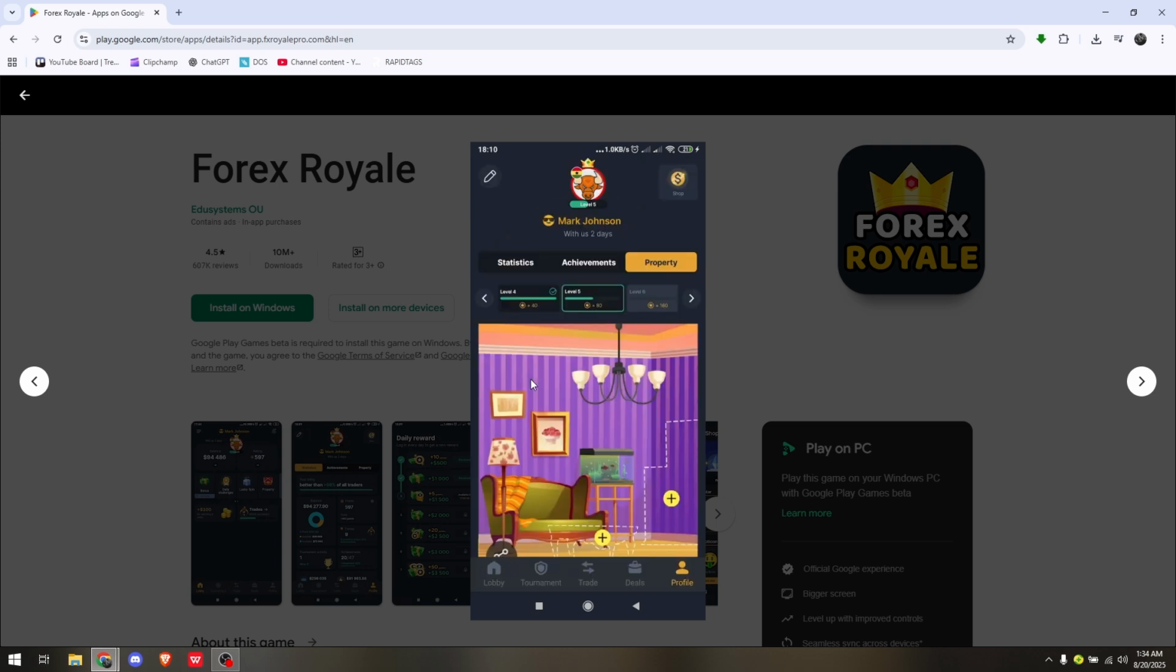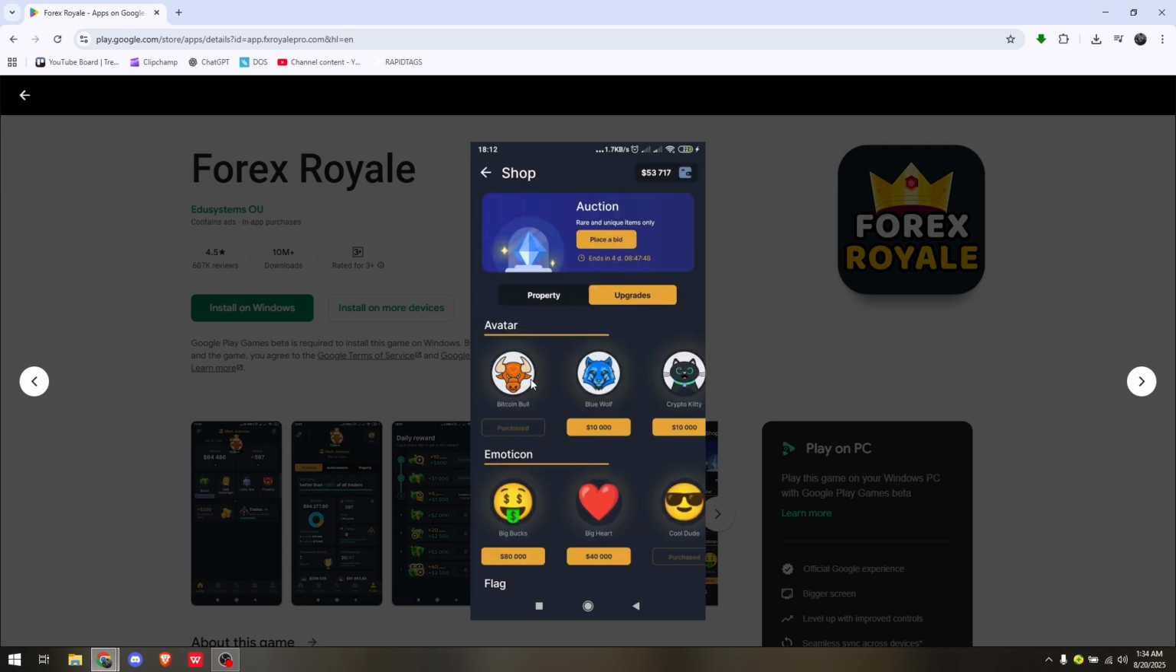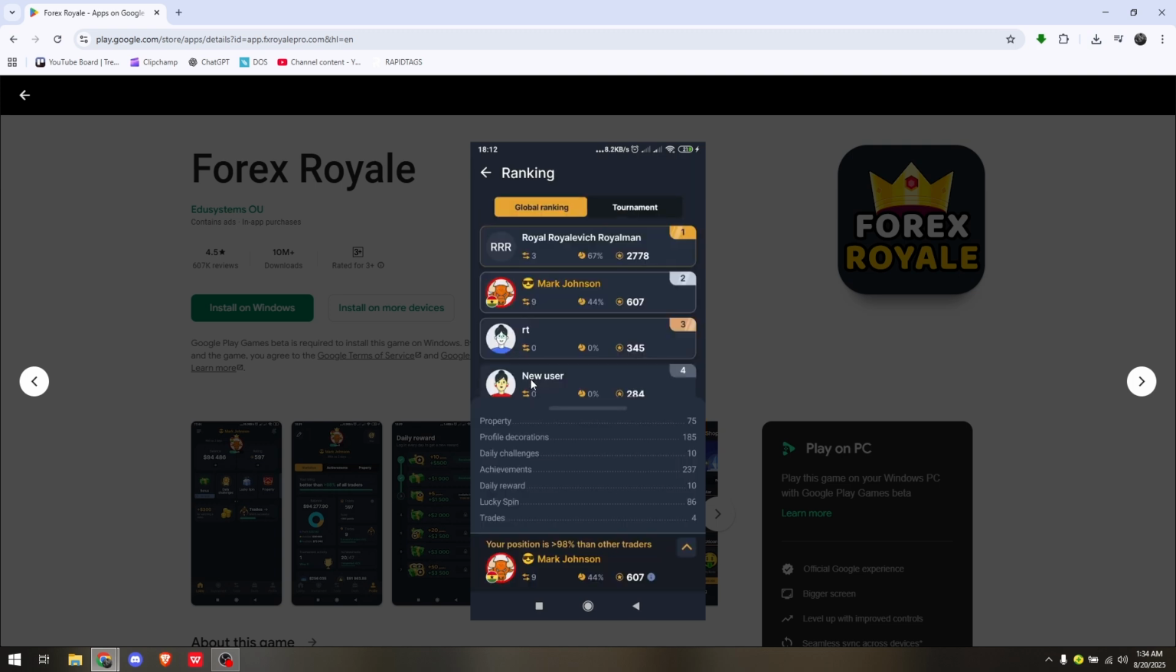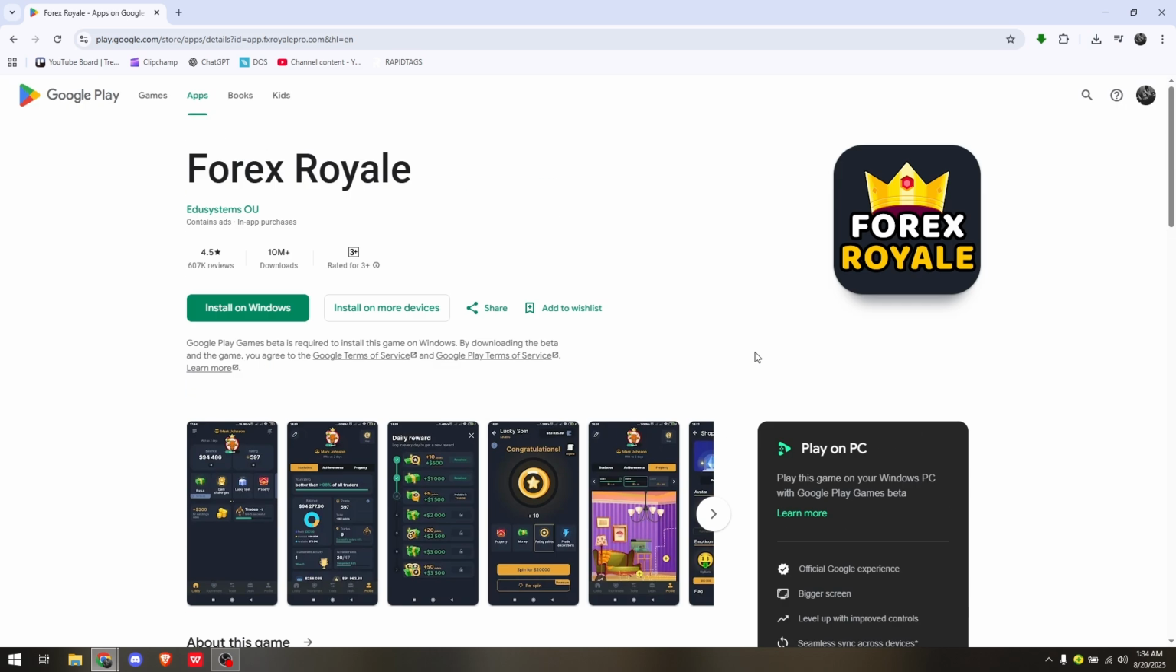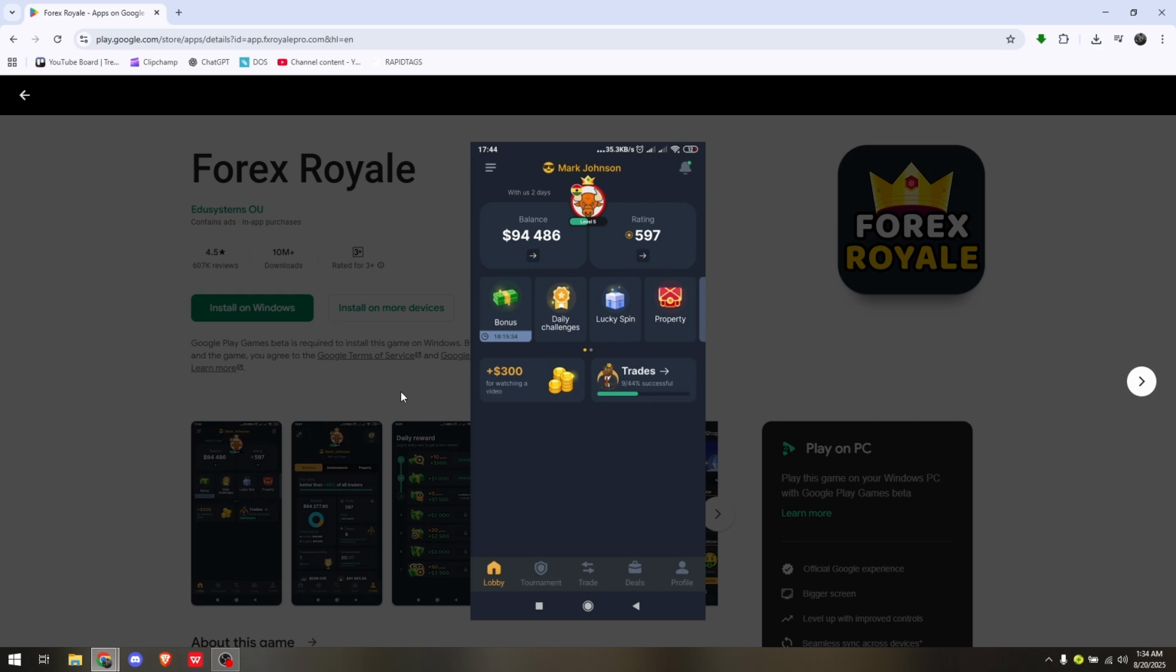Forex Royale application is actually an auto prediction app that does not involve any money or real money on this app, which means you cannot link or transfer any funds that you have from the demo account.